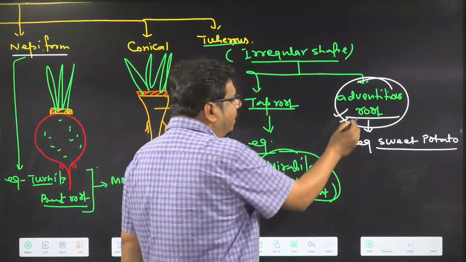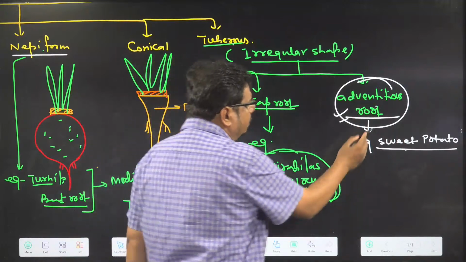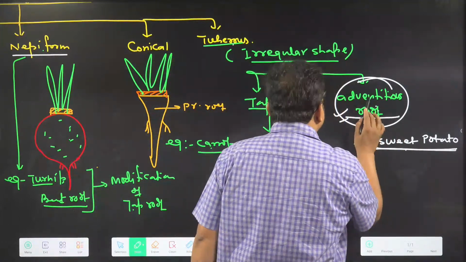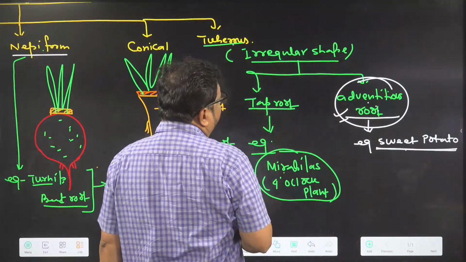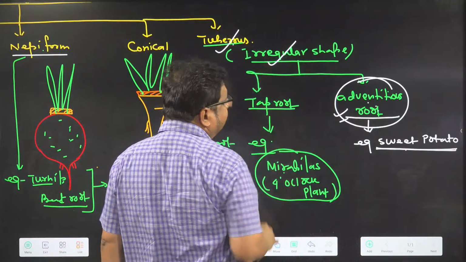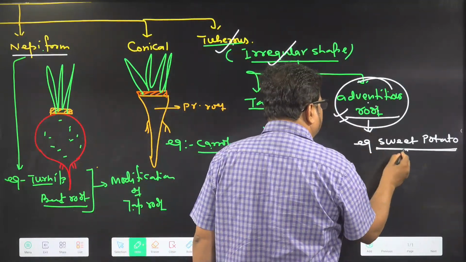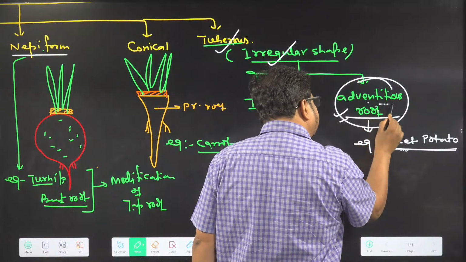These lines are asked many times in entrance exams, so be careful about this. Sweet potato is a modification of root. Which kind of shape do they have? Irregular shape. It is tuberous in nature, and it is for which purpose? Storage of food. And modification of which one? Adventitious root.